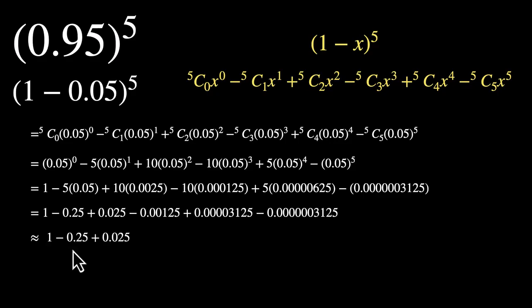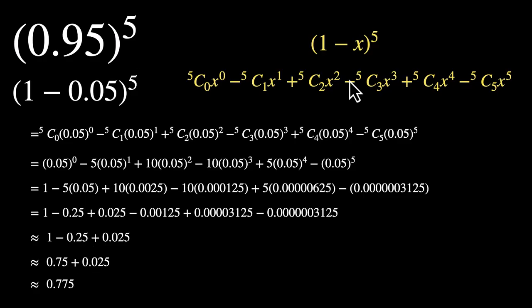This is 1 minus 0.25 plus 0.025. This is an approximation. 1 minus 0.25 is 0.75, plus 0.025. That's going to be 0.775, as we have calculated. So this is an approximation of 0.95 to the power 5.